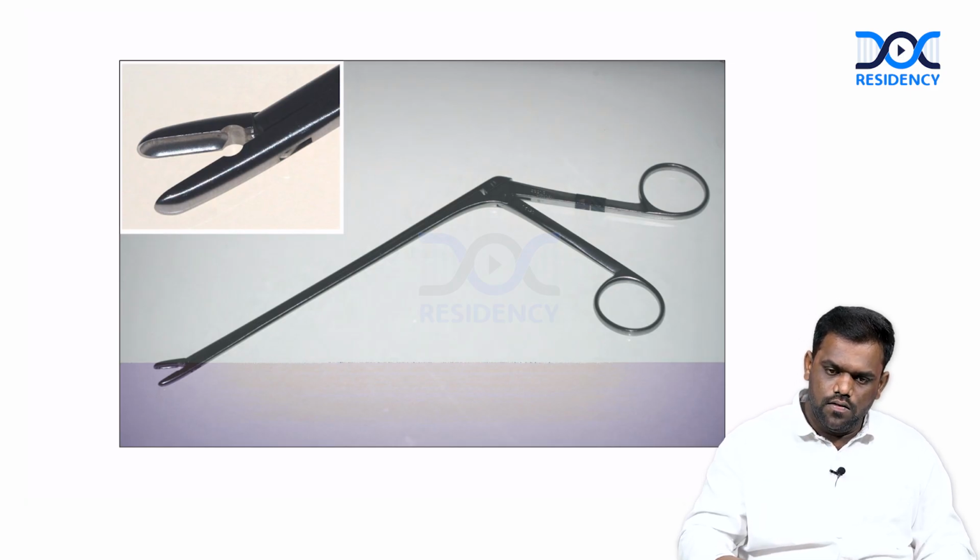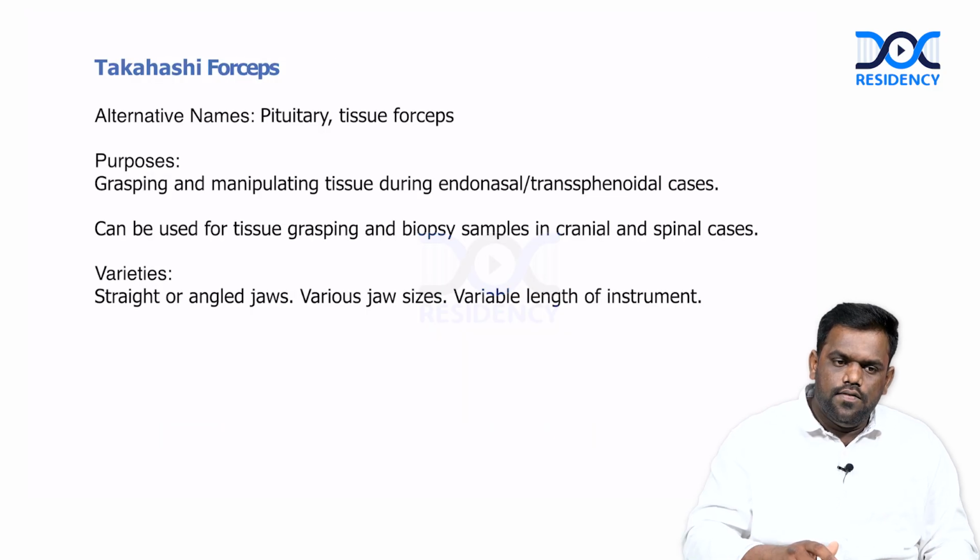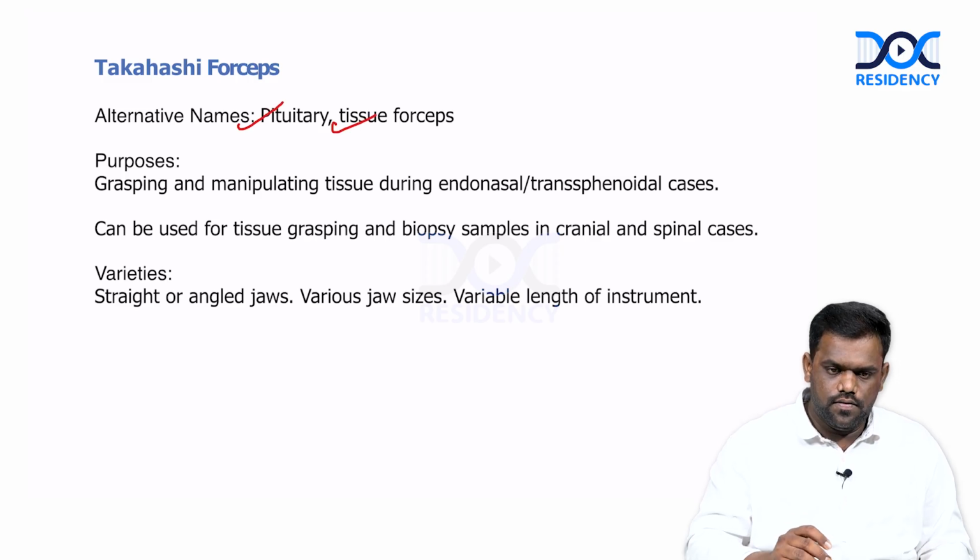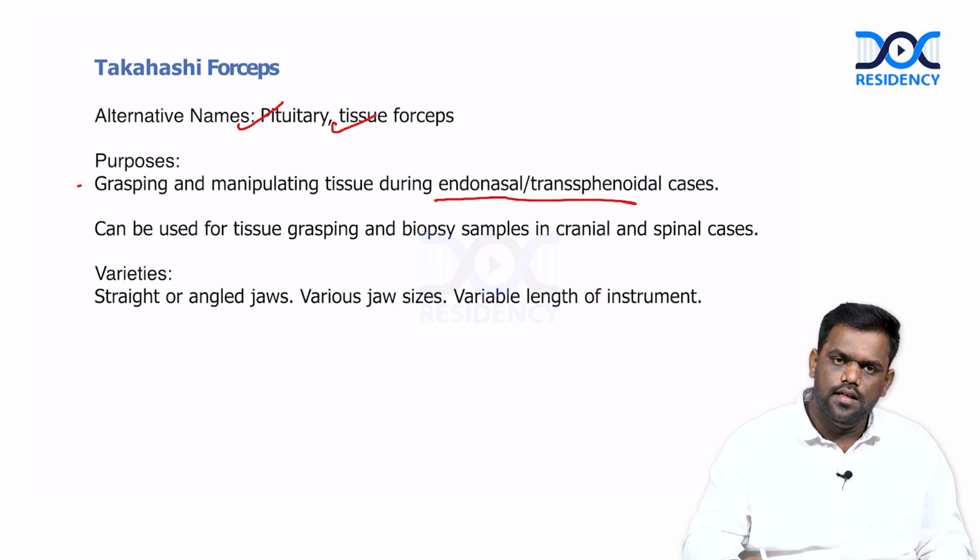Then identify this instrument. This is also used in neurosurgery. This is a Takashi forceps, and its alternative names are pituitary forceps or tissue forceps. So what is its use? It's used for grasping or manipulating tissue during endonasal or transsphenoidal surgery. That's why it's otherwise called a pituitary forceps.